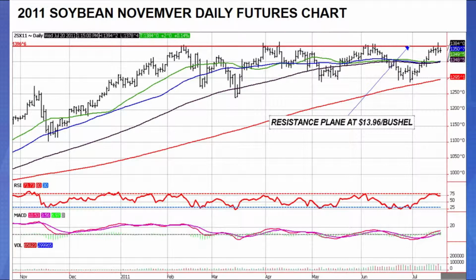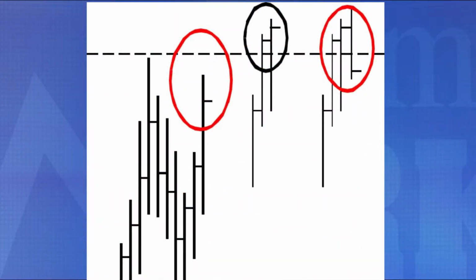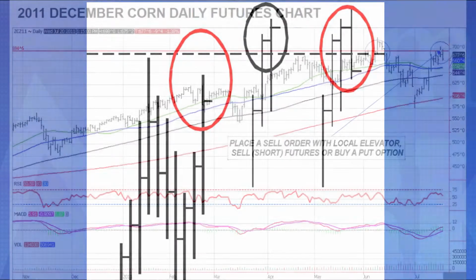So here's an example of resistance with the 2011 soybean November daily futures chart, and you can see I drew a red line at the very top there where I'm connecting all the points, and that's your resistance plane. Of course, sometimes the market can break through that, but in this case it never did. So how do you manage this? Well, if you're using futures, you can place a short hedge along that plane, particularly at market highs or at record highs.